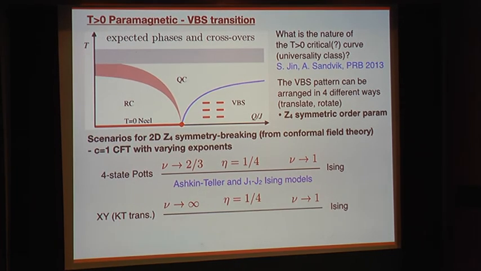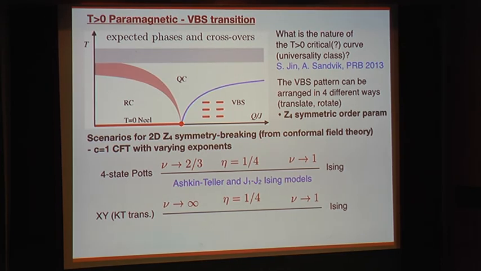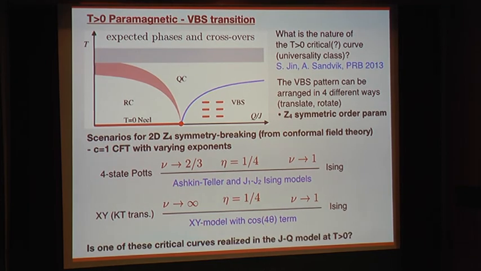But there's actually another possibility. Again, at one end you can have an Ising transition, and at the other end it actually goes to the Kosterlitz-Thouless transition where nu diverges. This happens, for example, if you put a cosine of four theta term in the 2D XY model. When that term becomes very weak, it becomes an XY model and you go to a KT transition. And when the term becomes very strong, it becomes two coupled Ising models.